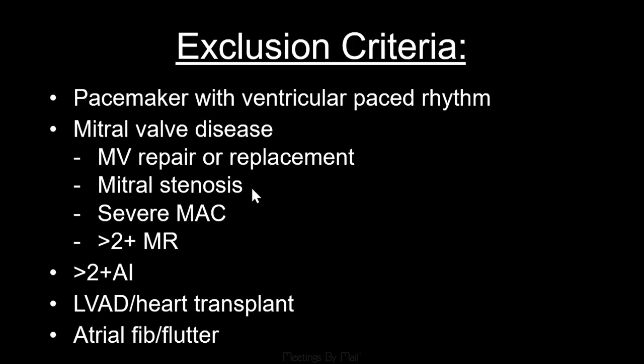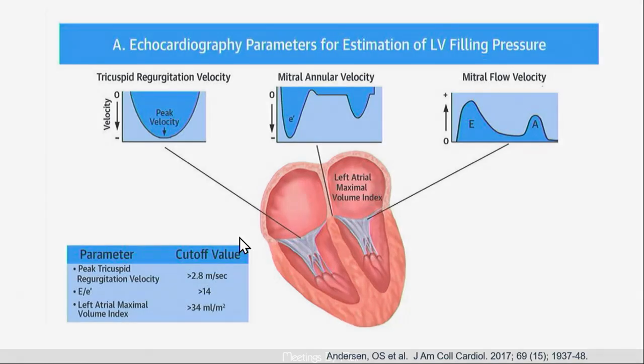We do have exclusion criteria, which some of these special population folks fall into. Those with a pacemaker with ventricular paced rhythm. If you have mitral valve disease, that's going to be greater than 2+ or moderate MR, severe MAC, stenosis, or some sort of repair or replacement. We're not going to call diastology on these patients. Greater than 2+ AI, LVADs or heart transplants, and then again AFib, flutter.